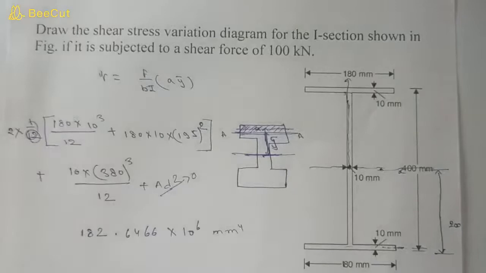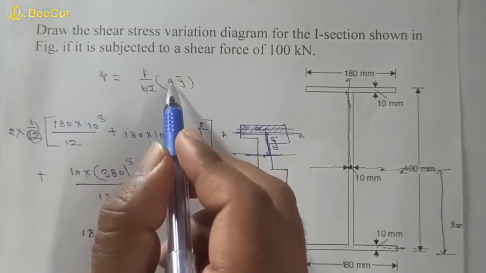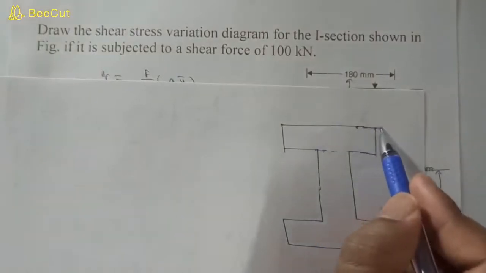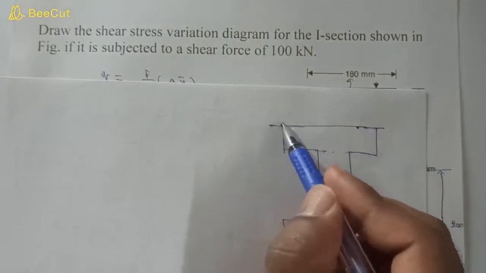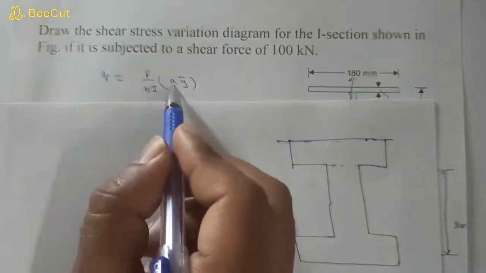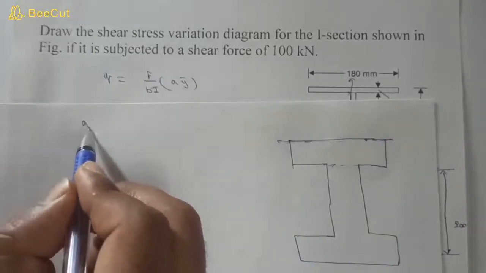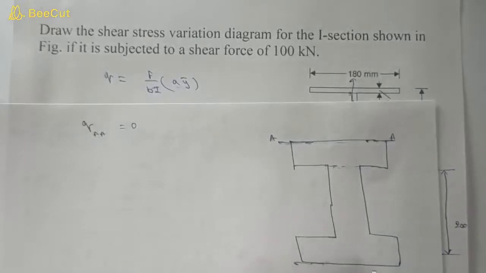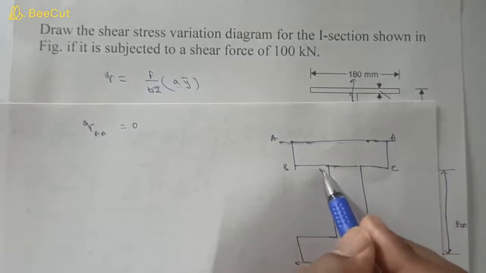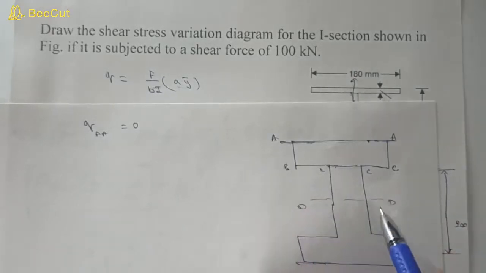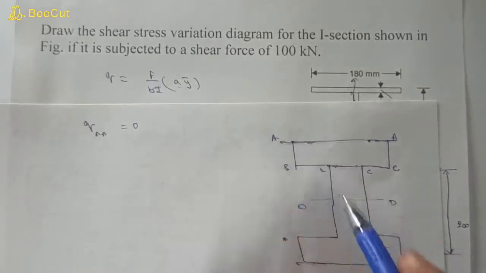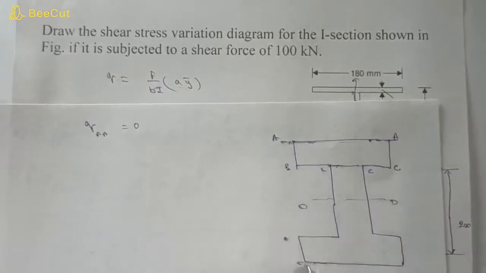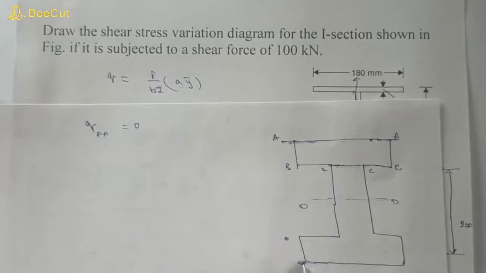Now if you see this formula, if the area is 0, then the shear stress will become 0. Suppose this is a large I section and we select a section at the top point to find the shear stress. The area above this point is 0, so AY will become 0, and the shear stress at point AA will be 0. Similarly at this point too. Suppose this is BB, this is CC, and this is DD. This I section is symmetrical about the DD centroid, so the value which is here, the same value will be here. So q at AA is 0.